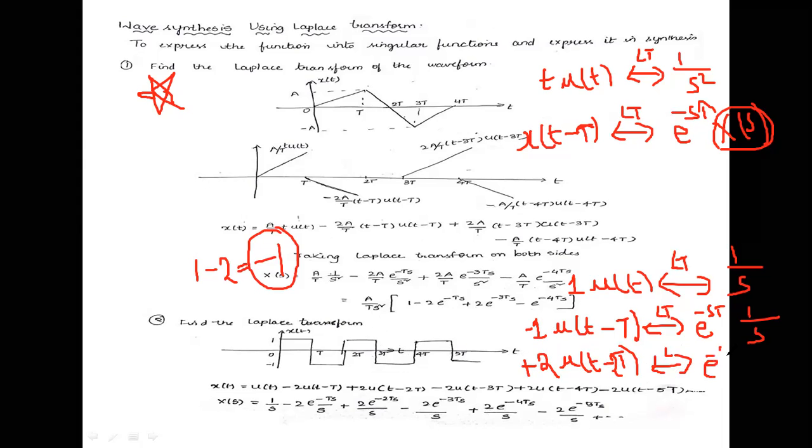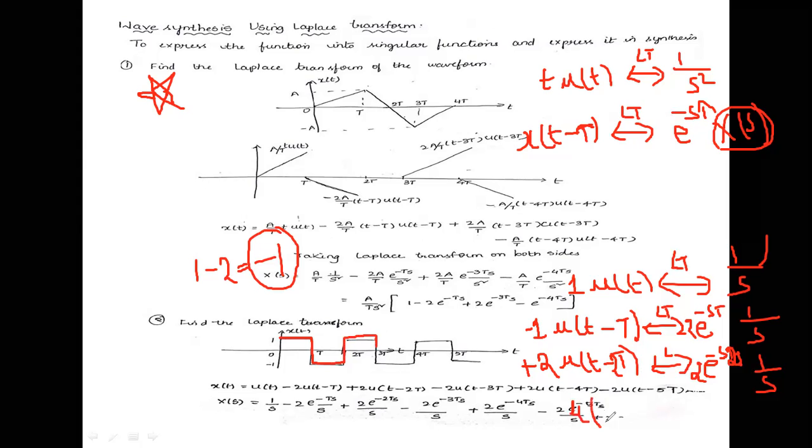What is the Laplace transformation here? E power minus 2sT by s. Now here the 2 is there. To get the minus 1, remember here: for 1, 1 by s, the first positive cycle, and T to 2T for the second one, minus 2 into e power minus sT by s, and then plus 2 into e power minus 2sT by s, you got up to the 2T.